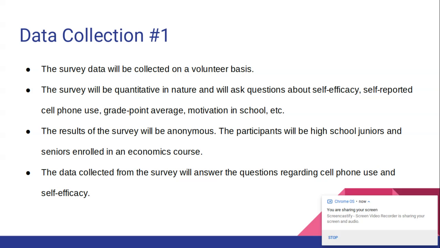The survey data will be collected on a volunteer basis. The survey will be quantitative in nature and ask questions about self-efficacy, self-reported cell phone use, grade point average, motivation in school, and other factors. The results of the survey will be anonymous. The participants will be high school juniors and seniors enrolled in an economics course. The data collected from the survey will answer the questions regarding cell phone use and self-efficacy.